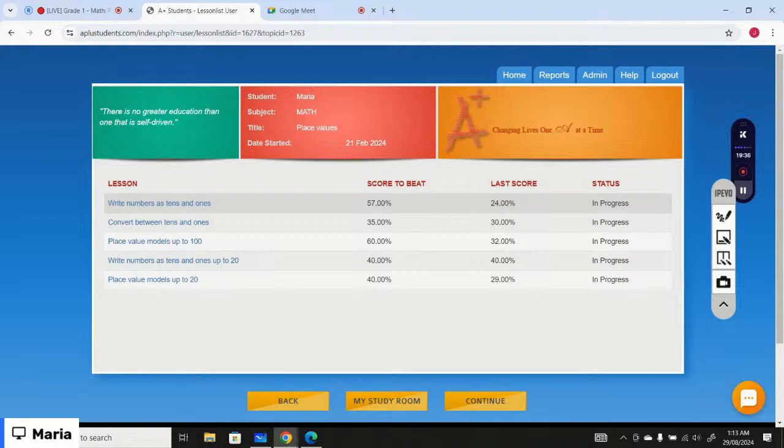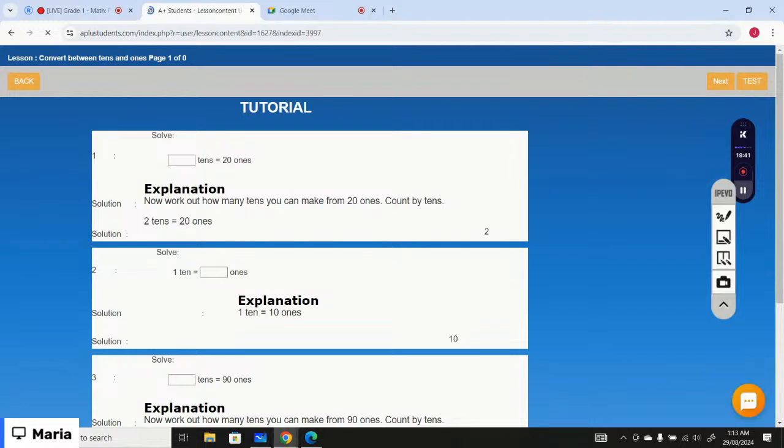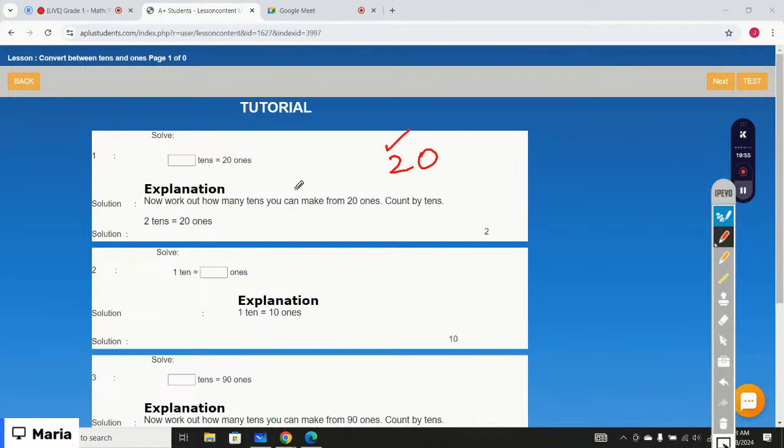Okay, the next lesson is convert between tens and ones. So let's just start with the lesson. Let's start with the first example. You have 20 ones, right? So you need to see how many tens you have. In 20, 2 is at the tens position. That means you have two tens. They are very easy. You can simply understand. Got it?